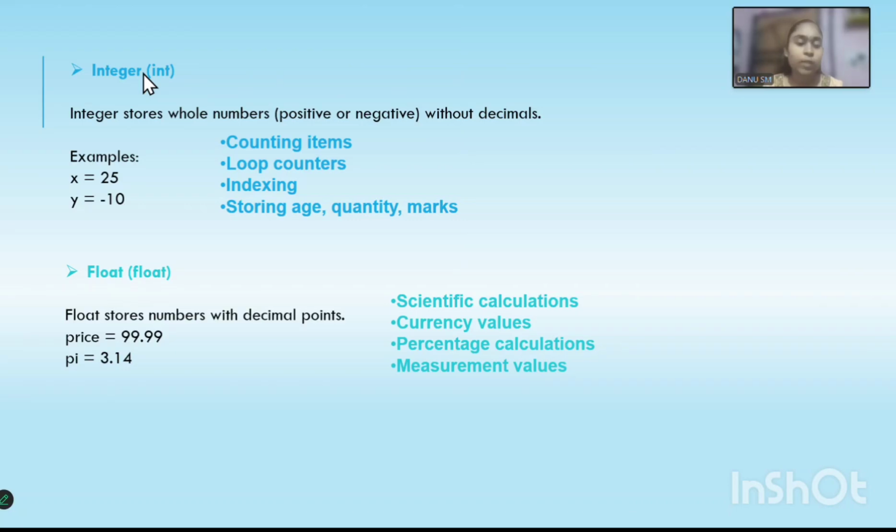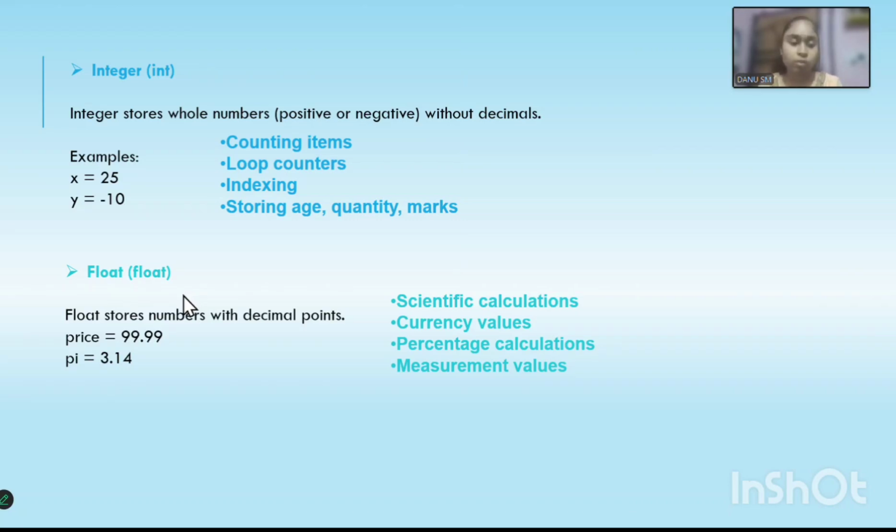First are the numeric data types, which are integer, float, and complex. Integer stores whole numbers, positive or negative, without decimals. For example, x equals 25, y equals minus 10. This integer data type is used in counting items, loop counters, indexing, storing age, quantity and marks. For storing integer values, we use the integer data type.